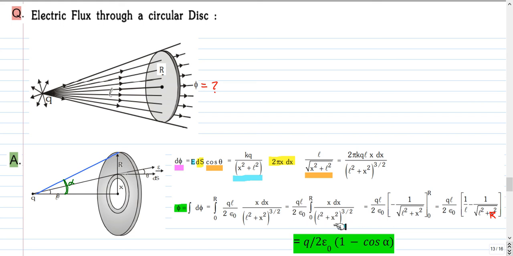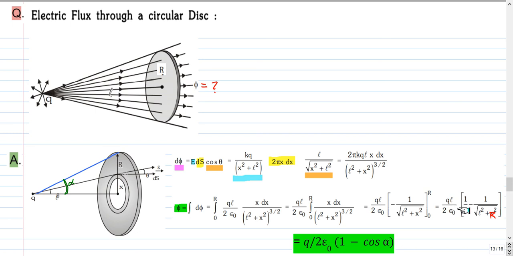This is a standard integration. We have to make a substitution that L square plus x square equals u. So x dx can be written in terms of du, and it will become du divided by u raised to the power 3 by 2. It's a simple integration, and it will become this expression, and we have to put the limits. So we'll get this one.